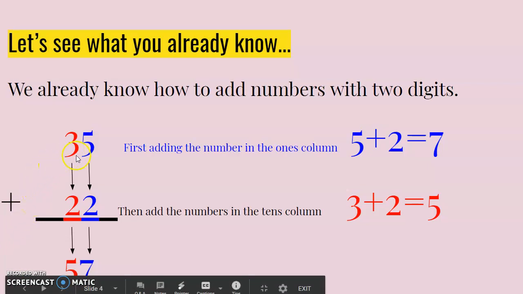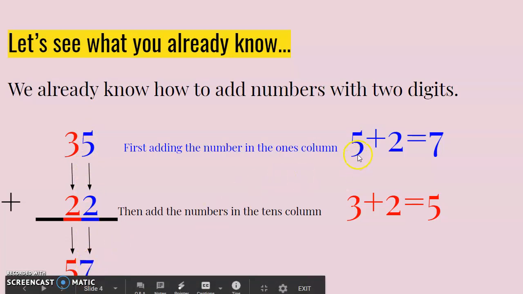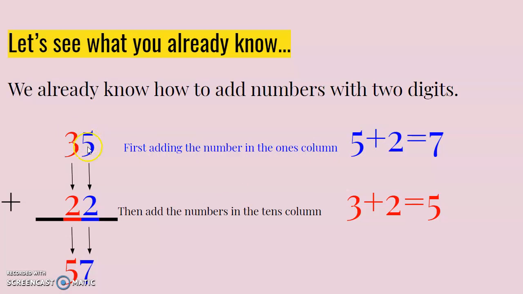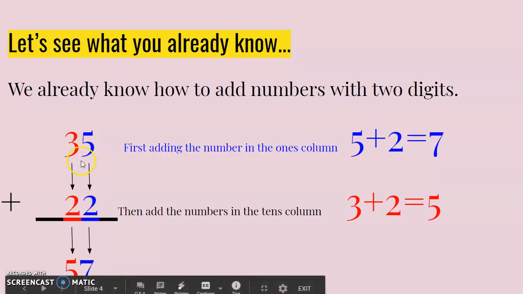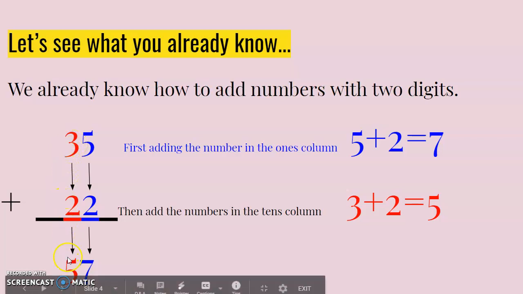So if I have 35 plus 22, first I'm going to add the numbers in the ones column. And we've already done this last week. 5 plus 2 is 7. After we add the ones column, we're going to add the numbers in the tens column. In this case, it'll be 3 plus 2 equals 5.